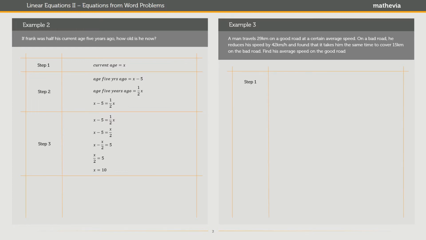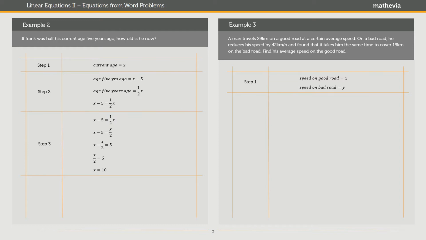So the first thing we want to do is identify our variables, identify our unknowns. Our first unknown is his speed on the good road. So his speed on the good road is x. We're told he traveled at a certain average speed, so let's call that average speed x. Now we also have the speed on the bad road, which we're going to call y. Remember, what we're looking for is the speed on the good road, so we're looking for an equation that would give us x.